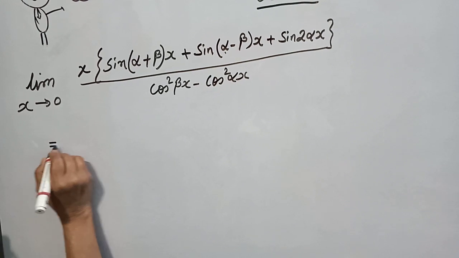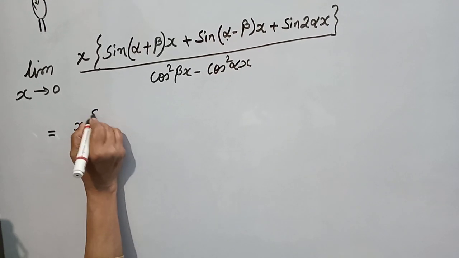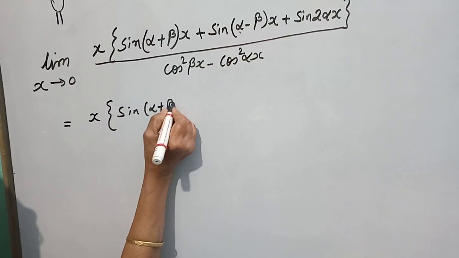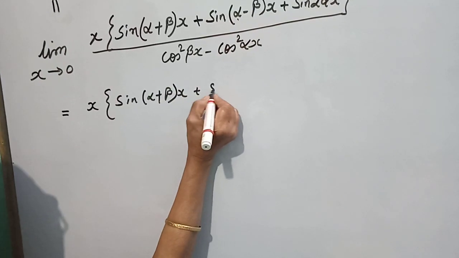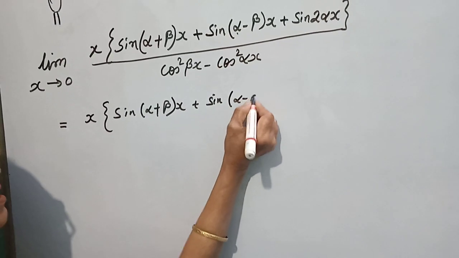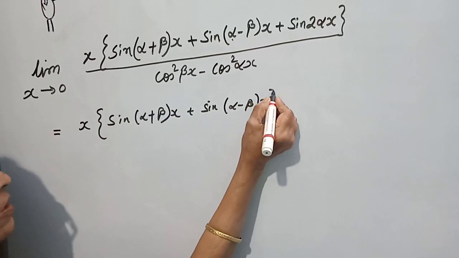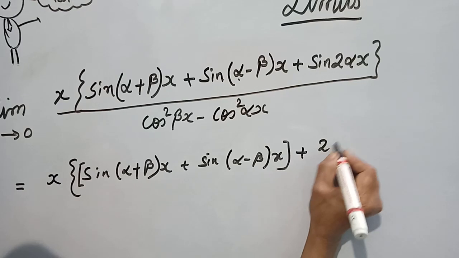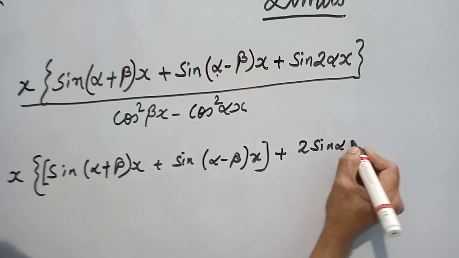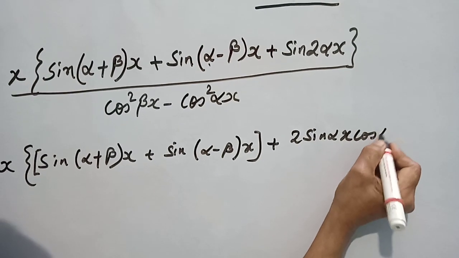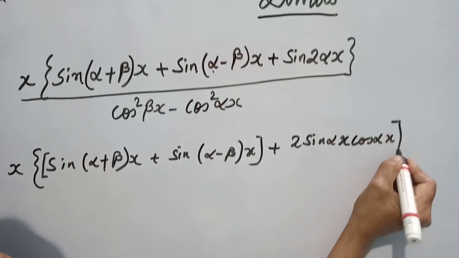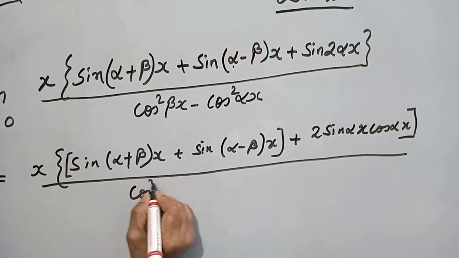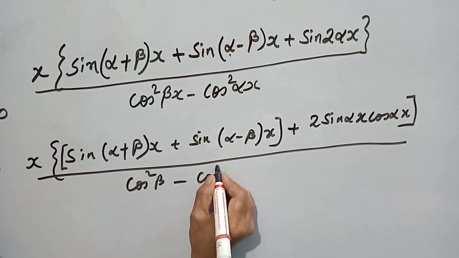Now I can write this as x into [sin(alpha plus beta)x plus sin(alpha minus beta)x] in one bracket, plus this can be written as 2 sin alpha x into cos alpha x, divided by cos square beta x minus cos square alpha x.